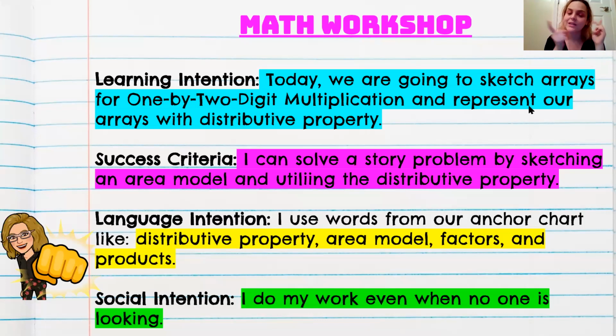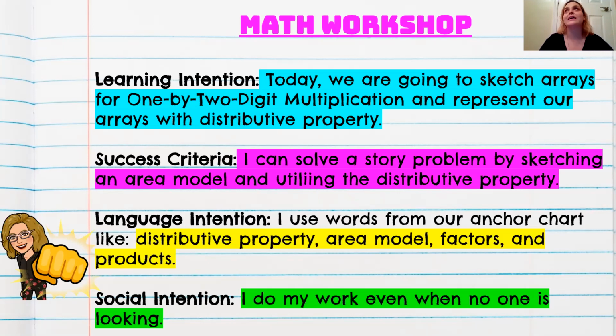With what? Yep, distributive property. Success criteria. I can solve a story problem by sketching an area model and, ooh, I made a big spelling mistake, utilizing, I forgot the Z, utilizing the distributive property. So by the end of it, I really want you to feel encouraged and very confident in using an area model and using the distributive property to multiply efficiently.